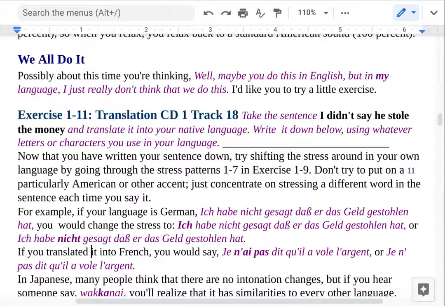Now that you've written your sentence down, try shifting the stress around in your own language by going through the stress patterns 1 through 7 in Exercise 1-9. Don't try to put on a particularly American or other accent. Just concentrate on stressing a different word in the sentence each time you say it.